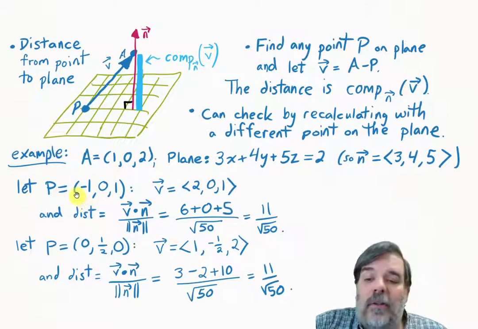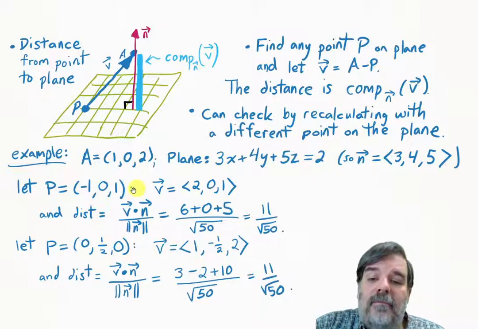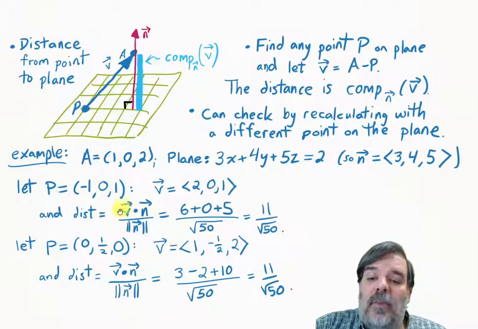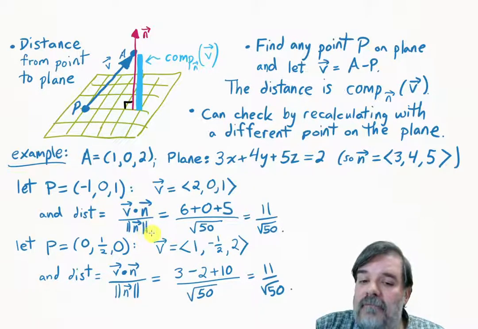But one set of values which works pretty nicely is -1, 0, 1. That's a point on this plane. So you can calculate the vector from P to A. So calculate A minus P, and you get this vector, 2, 0, 1. Now to calculate the distance, we just need this component. And the formula for that is v dot n divided by the length of n.